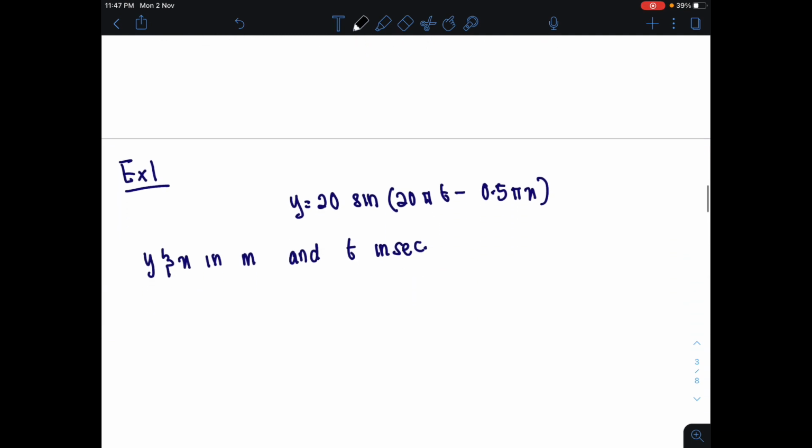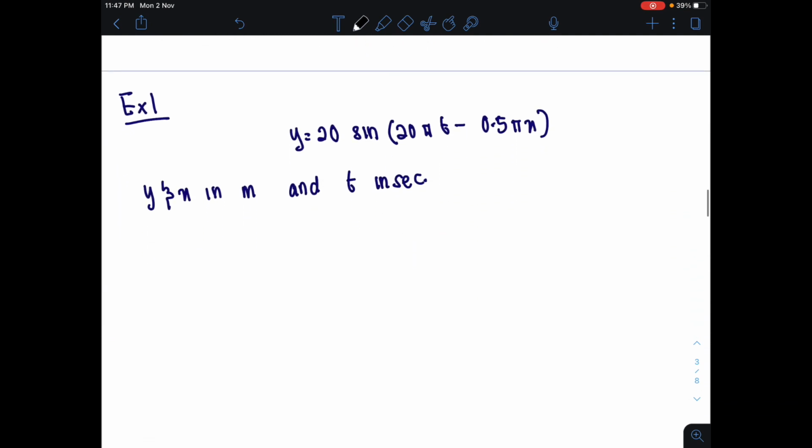Okay, let us now look at example 1 from your notes. So what we have here is a progressive wave represented by the equation y = 20 sin(20πt − 0.5πx), where y and x are in meters and t is in seconds.